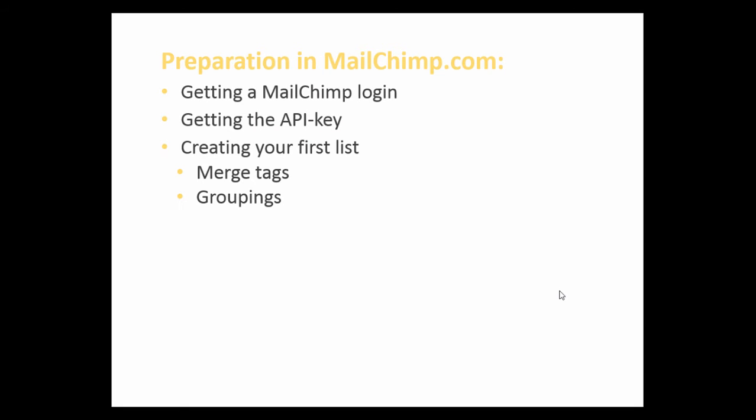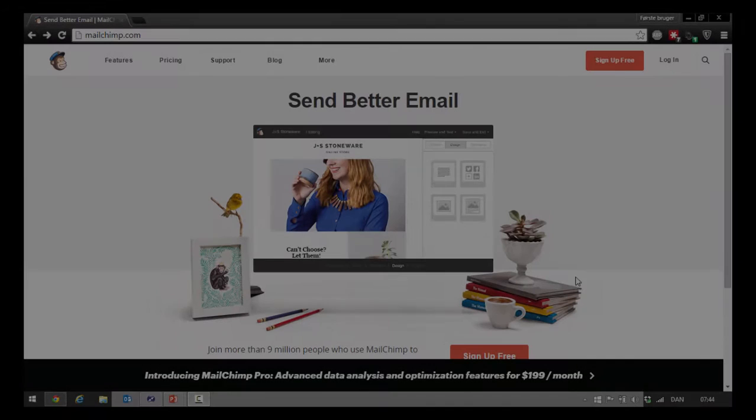Before we look at the module in SAP, we need to first do a few things online. First, we need to get a MailChimp login. Then we need to get the API key that we're going to use for synchronizing the information. And then I'll show you how to create your first list and how to make merge tags and groupings.